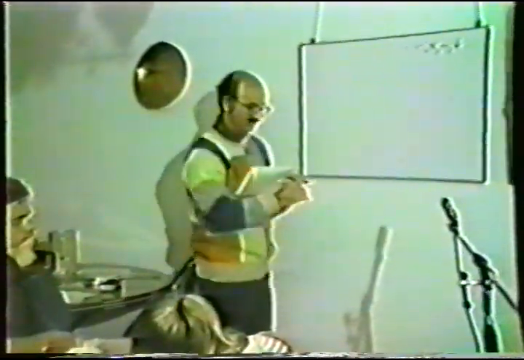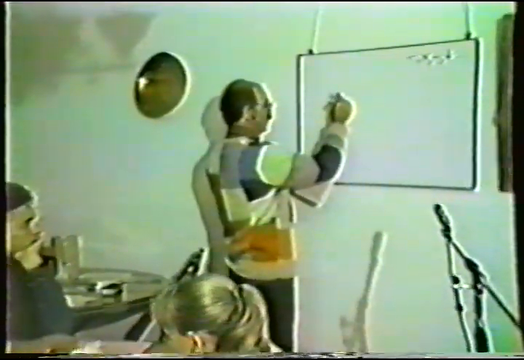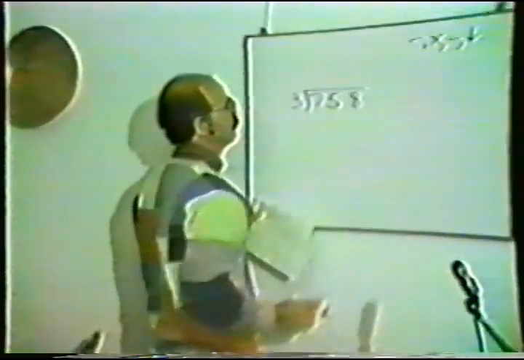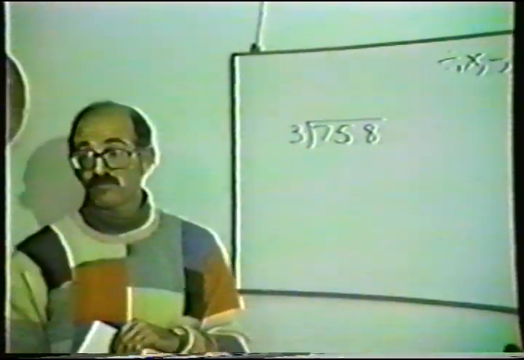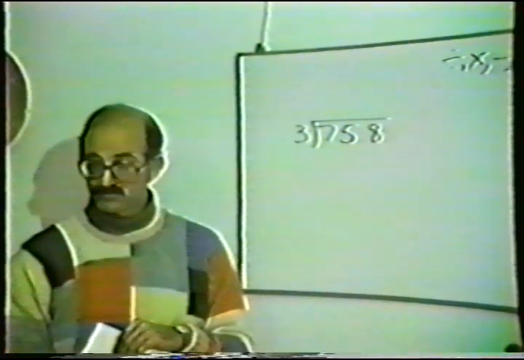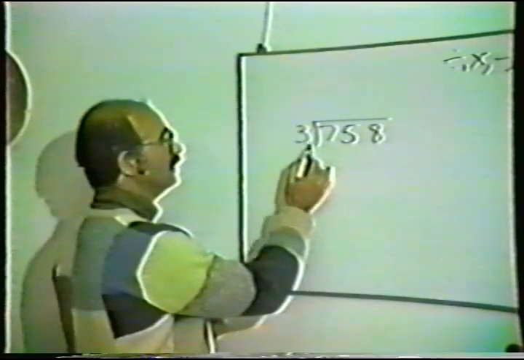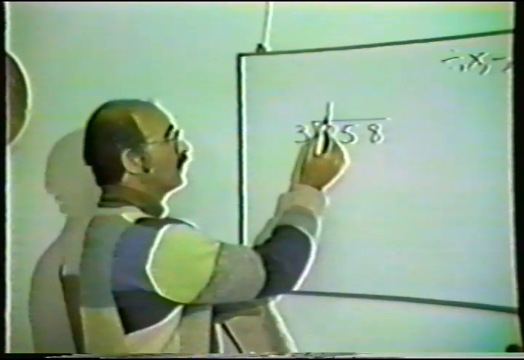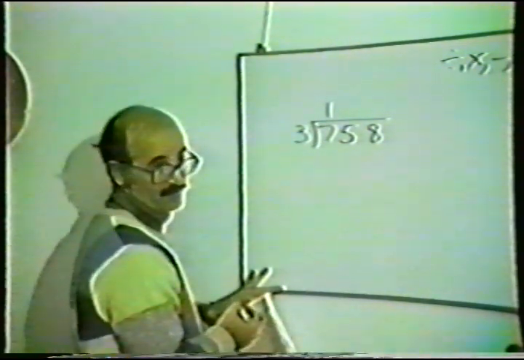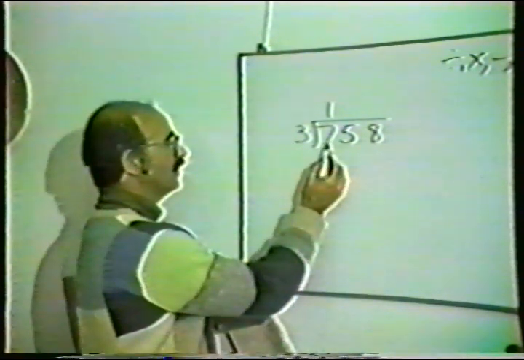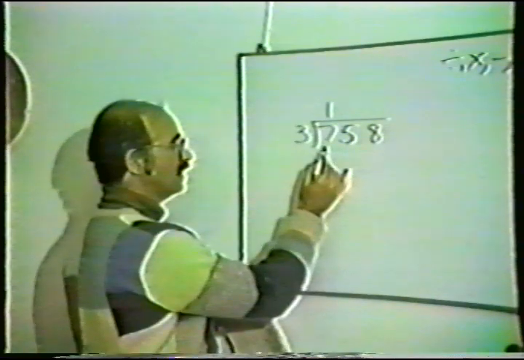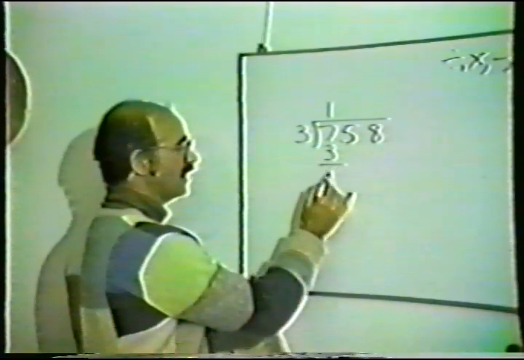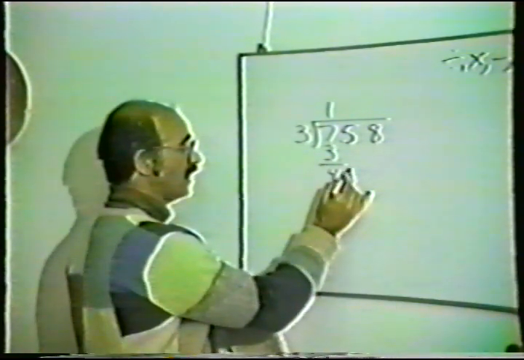Next one. 3 into 758. Now, I'll do this one and you tell me if I make a mistake. 3 does go into 7. 3 into 7 goes once. No? Well, let me go along in my merry way. 3 into 7 goes once. 1 times 3 is 3. Subtract, get 4. Bring down the 5.